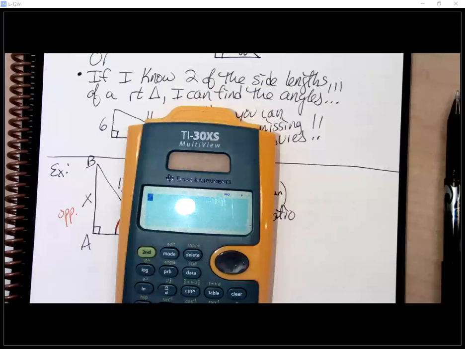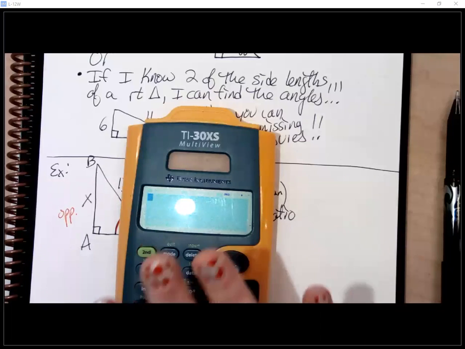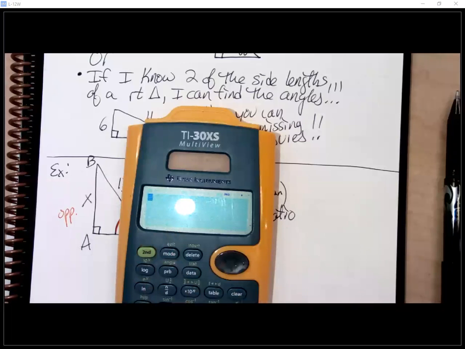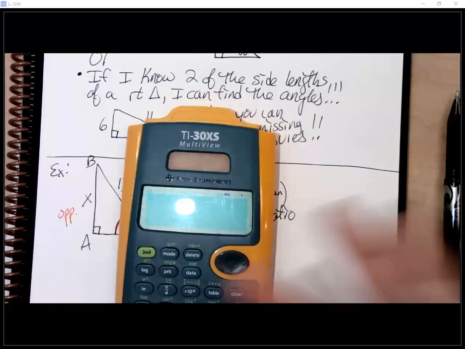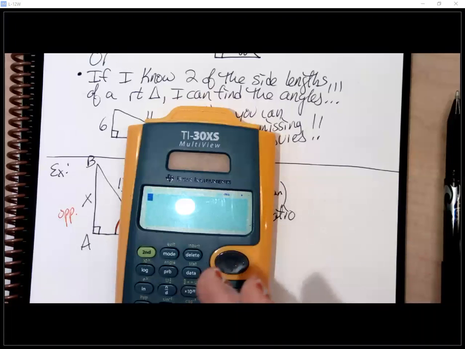So let's try it. Now that we are sure that our calculator is in the right mode. By the way, when you set the calculator in a mode, it'll stay there forever until you change it. But it's always a good idea if you're using a school calculator, because you don't know what the last person did in the last class. It's always a good idea to just check and make sure that you're in the right mode.